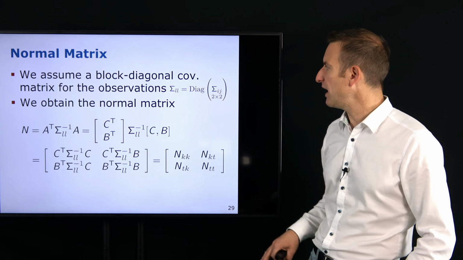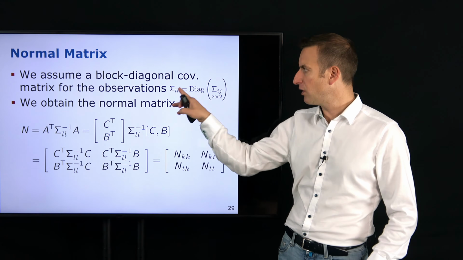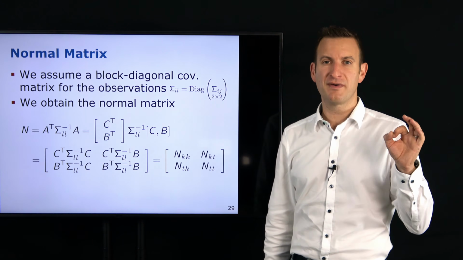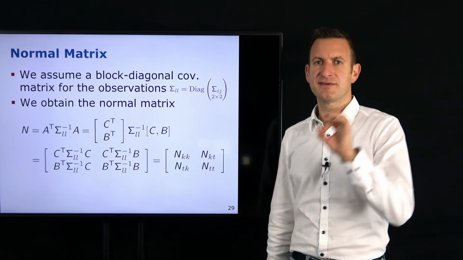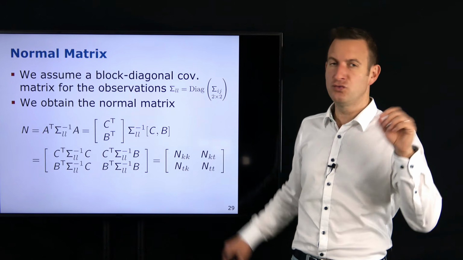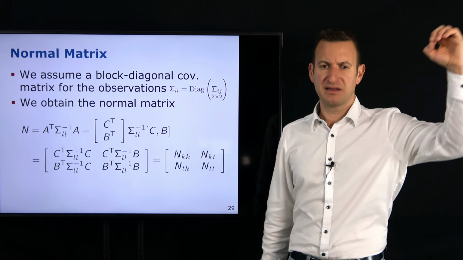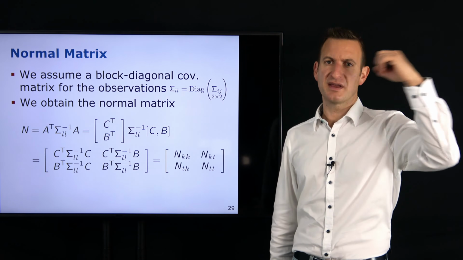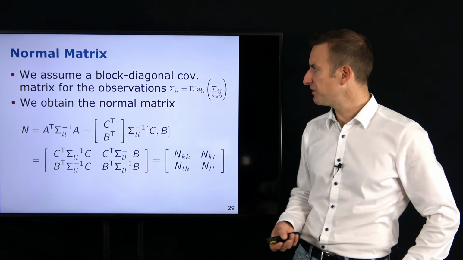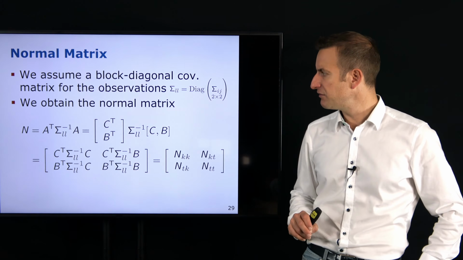So we assume that we have a block diagonal matrix for our observations. That means I have a covariance matrix in my image, a 2x2 covariance matrix, but the individual point observations are independent from each other. So every 2x2 block can have off-diagonal elements, but basically it's a block diagonal matrix, so there's no correlation between different point observations. So that's basically the assumption that I have in here.